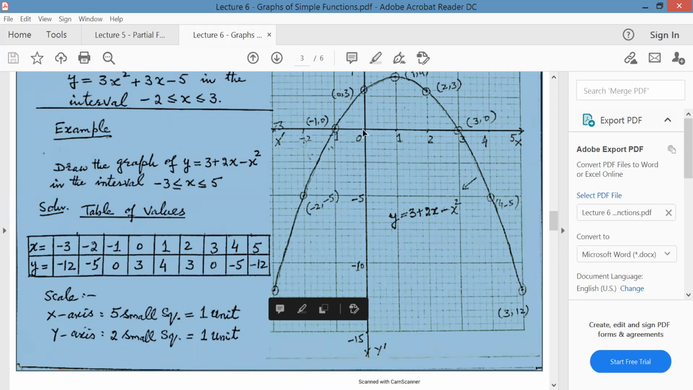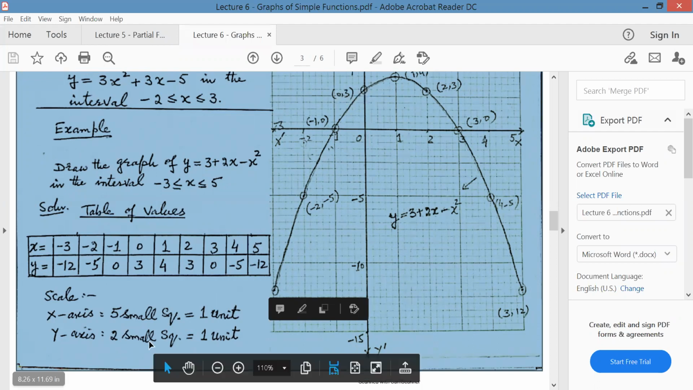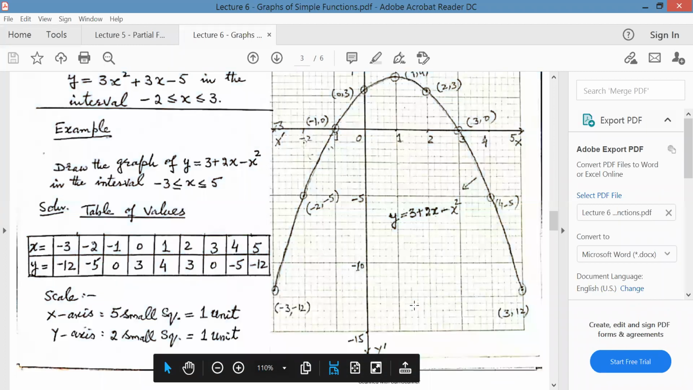Look, (0, 3) means on the y-axis this point is (0, 3). The first coordinate on the y-axis is always 0, and 3 means you are to take 6 units, because you are taking 2 small units as the scale unit 1. So keep on plotting all these points and you'll get a figure like this.